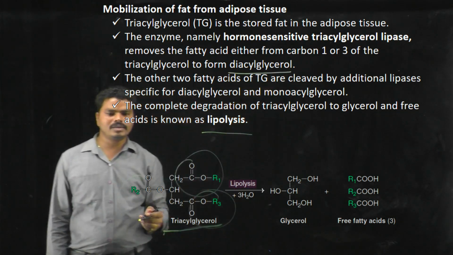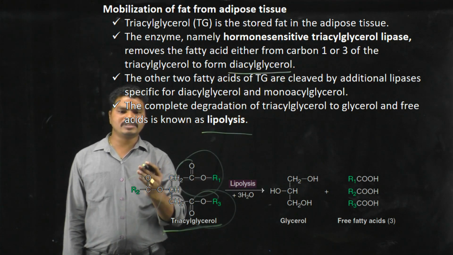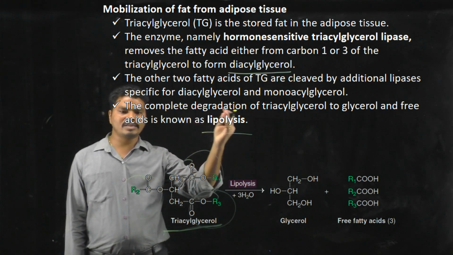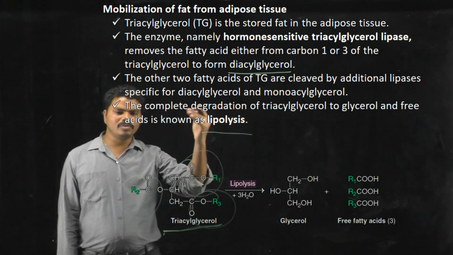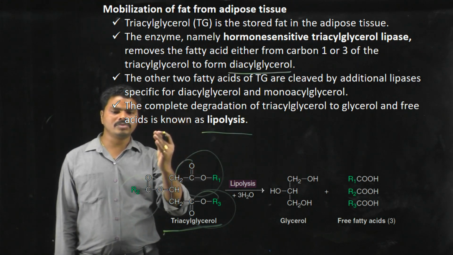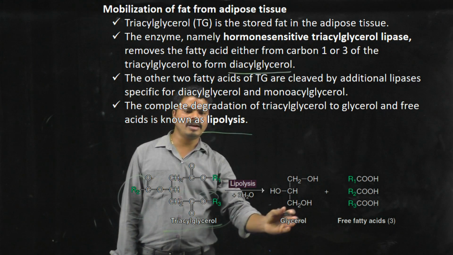After that, another enzyme, a lipase which is specific for the diacylglycerol and monoacylglycerol, can remove the remaining two acyl molecules which are attached to the glycerol molecule. Thereby we can get the glycerol and free fatty acids.